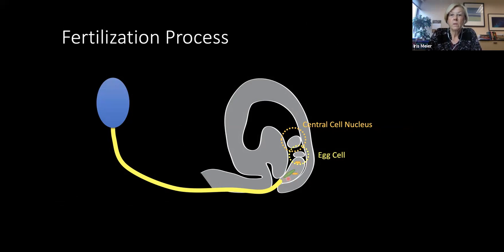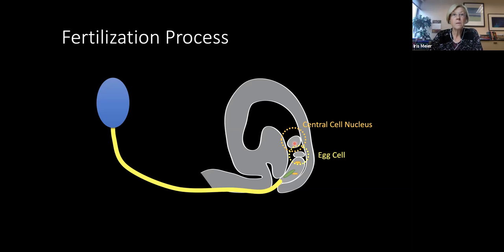Not really clear what the vegetative nucleus does here at this point. The two sperm cells will then fuse, one with the egg cell, that will produce the embryo, and the second one with the central cell, and that will produce the nourishing endosperm.